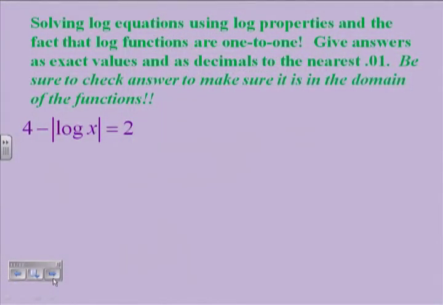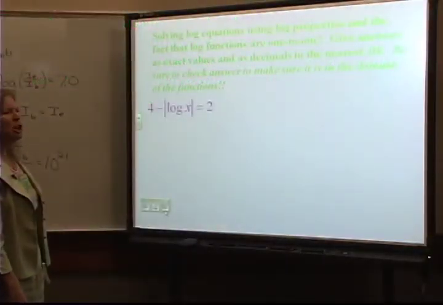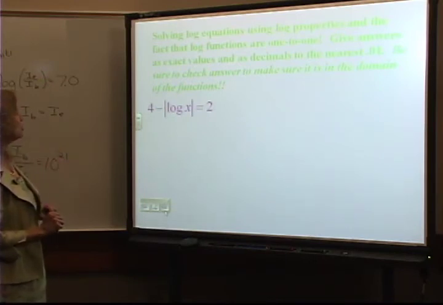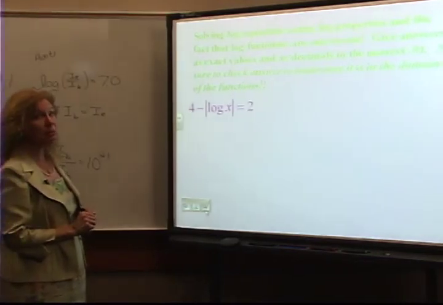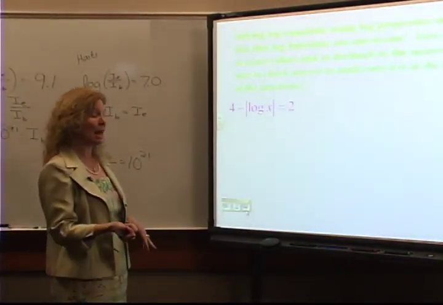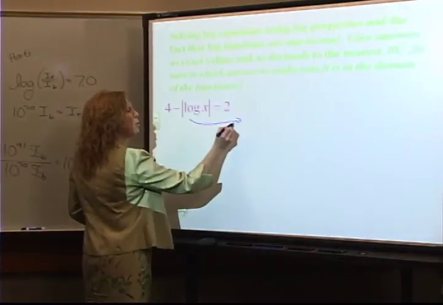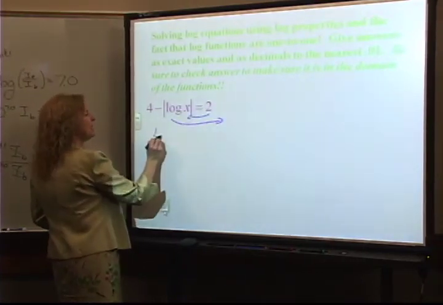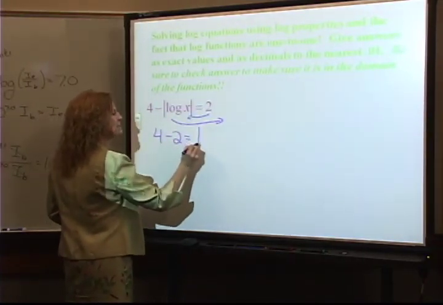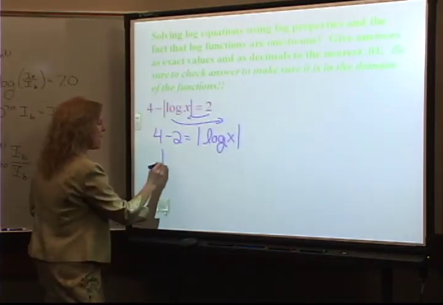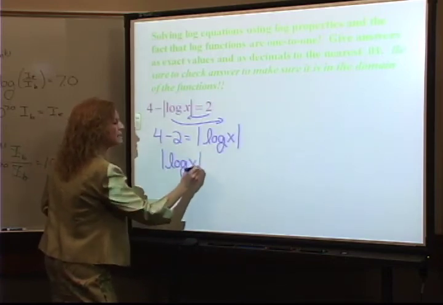Well, let's see here. I only have one log. That's an encouraging thing. Oh, but he's inside absolute values. Well, you know, common sense just tells you isolate that absolute value first. You know, that's what we did when we just had like a plain x inside of that absolute value earlier. So I could add that one over, subtract the 2, and have 4 minus 2 is equal to the absolute value of log of x. So the absolute value of log of x is going to equal 2.